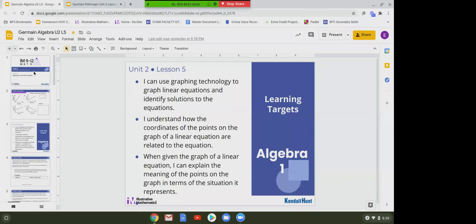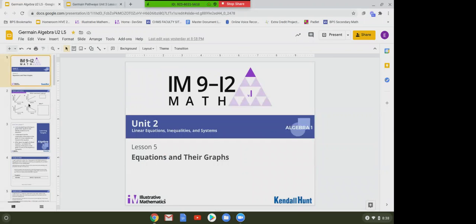So I'm going to close out this guy down on the bottom here and we are starting on slide number 1. We're starting with equations and their graphs.